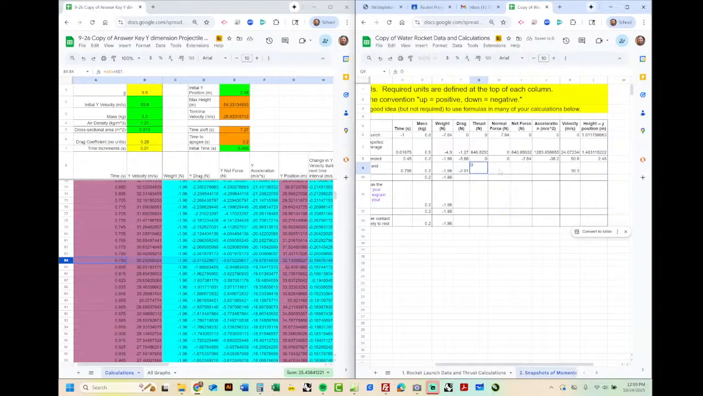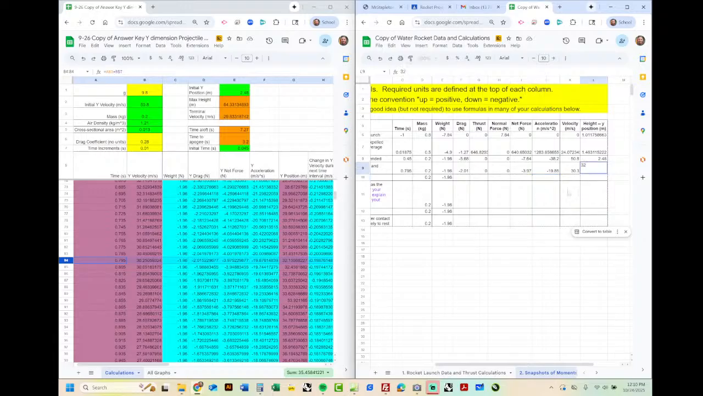There's no thrust. There's no normal force. So the net force should be the sum of those, and I think that's the formula I already have up there. So negative 3.97 is what you get if you add the weight and the drag. And the acceleration should just be the net force divided by the mass. Negative 19.85. I can check on here to see if that's right. So look at Y acceleration. It says negative 19.87. It's using slightly different numbers. I rounded a little bit.